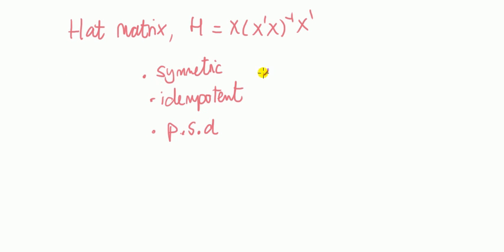Okay, recall what symmetric means. Take a square matrix A. It's symmetric if the transpose is equal to itself. An idempotent matrix means that if we take any powers of itself, say A times A, or A squared, it'll be itself. A cubed will be equal to A, and so on.